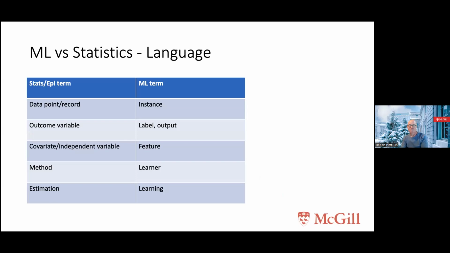There's also some simple language issues that we have to get past when we read machine learning literature. We talk about data points; machine learners might talk about an instance. We talk about an outcome variable; they might talk about a label or an output. We might talk about a covariate or an independent variable; they might talk about a feature. We talk about a statistical method; they might talk about a machine learner. We talk about estimation; they talk about learning. This is just a rough set of translations from the literature.